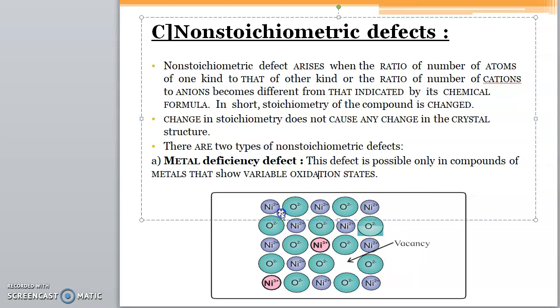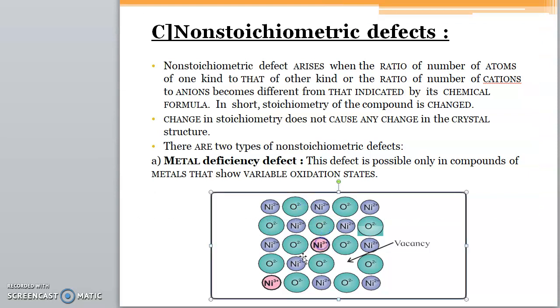Now, for example, this is nickel oxide crystal lattice. So there is Ni2+ O2-, Ni2+ O2-, Ni2+ O2-, and so on. But there is another Ni with a variable oxidation state, because Ni is an element in the periodic table that shows variable oxidation state. So it exists in Ni2+ oxidation state, and it exists in Ni3+ oxidation state also. So this defect is possible in those compounds of metals that show variable oxidation states. So there is Ni3+ that you can see in the pink over here. Okay, so Ni3+ and Ni3+.